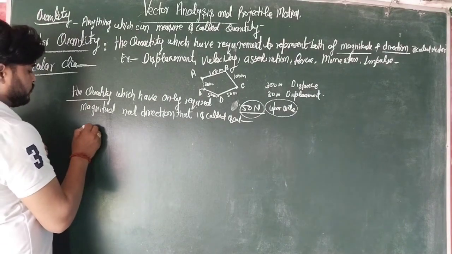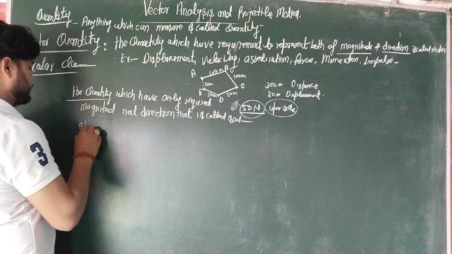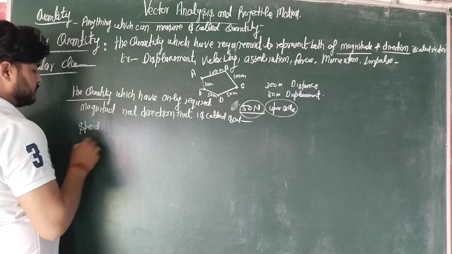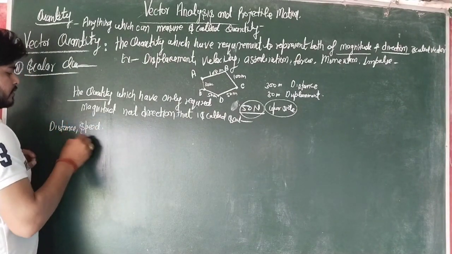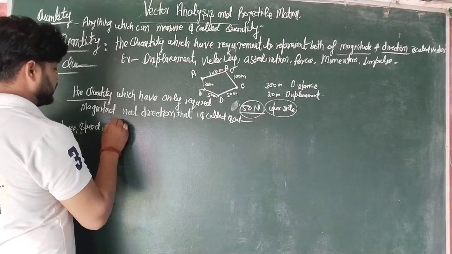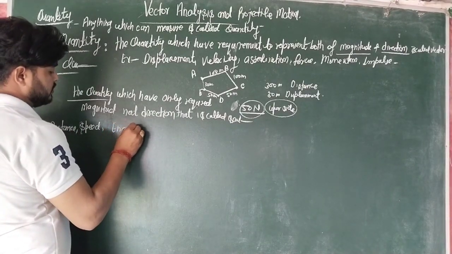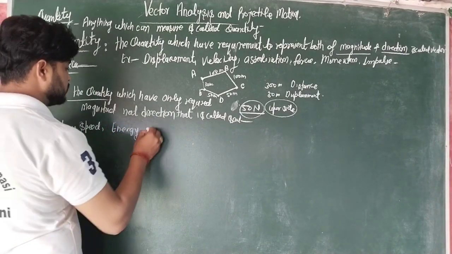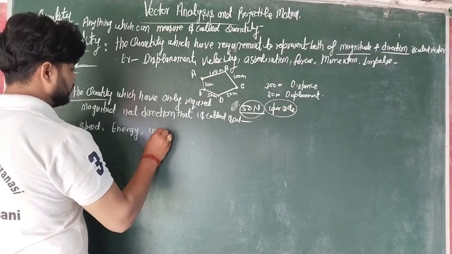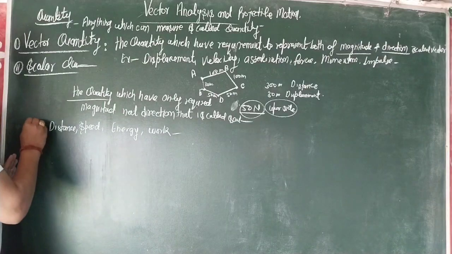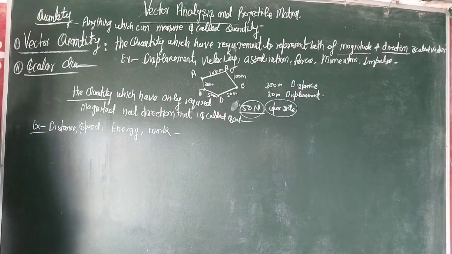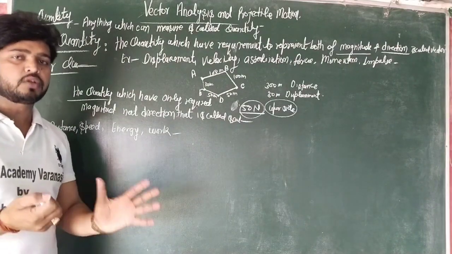एग्जांपल्स जैसे स्पीड हो गया या डिस्टेंस हो गया, एनर्जी हो गया, वर्क हो गया, ऑल क्वांटिटी दैट इज स्केलर क्वांटिटी. आई होप आपको समझ में आ गया होगा वेक्टर क्वांटिटी और स्केलर क्वांटिटी.